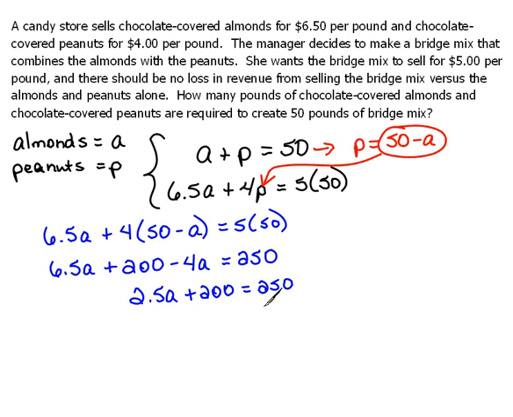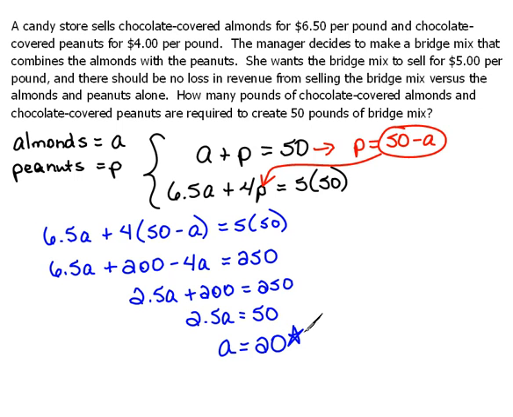And now subtracting 200 from both sides to get 2.5A equals 50. And then dividing both sides by 2.5 to get A equals 20. So this tells us we have 20 pounds of almonds. Now, because we have to have 50 pounds total, we can see if there's 20 pounds of almonds, then the peanuts have to be 30 pounds.